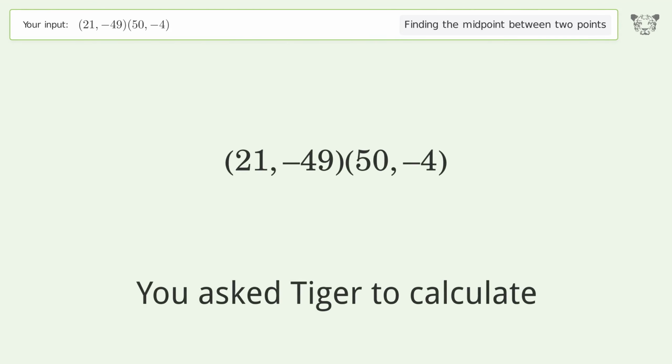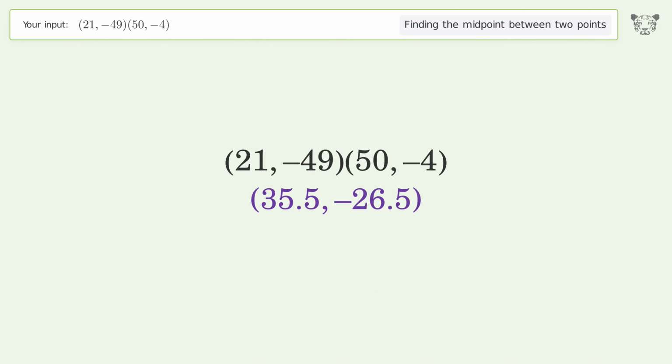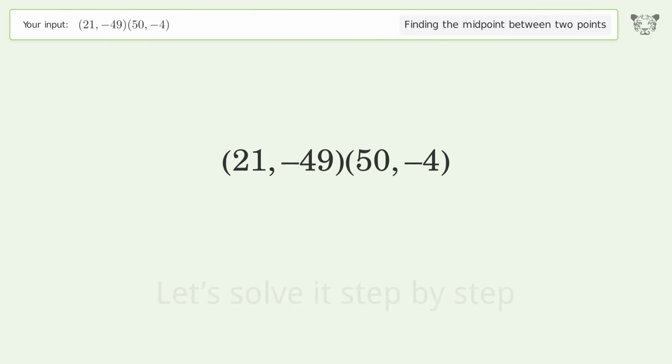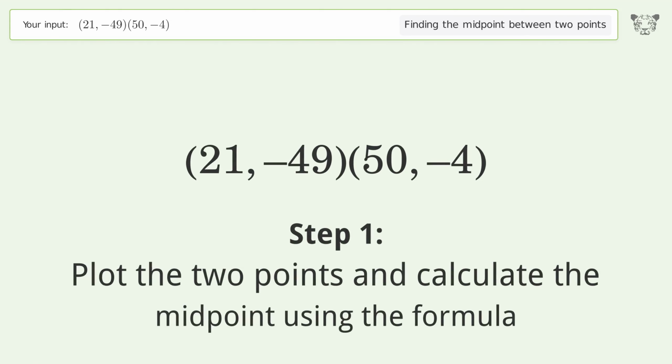You ask Tiger to calculate. This deals with finding the midpoint between 2 points. The midpoint between the 2 points is 35.5, negative 26.5. Let's solve it step by step. Plot the 2 points and calculate the midpoint using the formula.